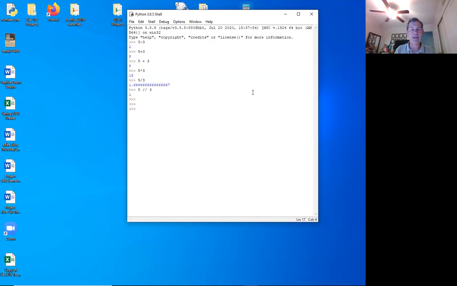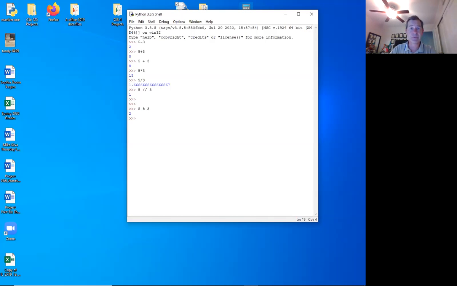Now, the other one is what we call a modulus. And that is if I do, say, 5, and we use the percent sign in between, and 3. What the modulus does is it returns the remainder. So we know that 3 goes into 5 one time, and it has a remainder of 2. So the answer here should be 2, and it is.